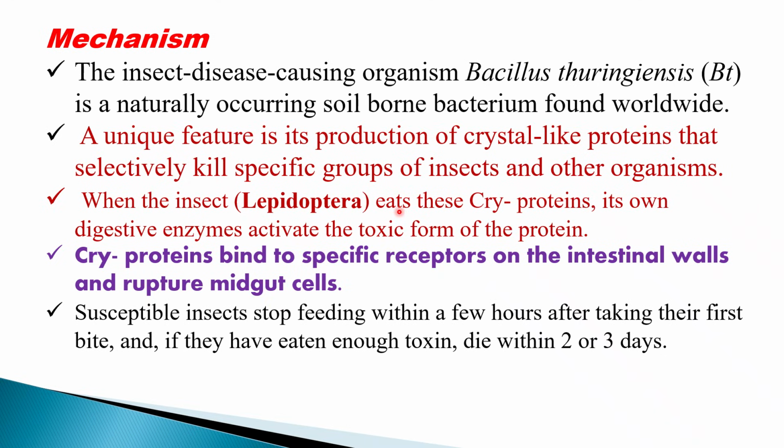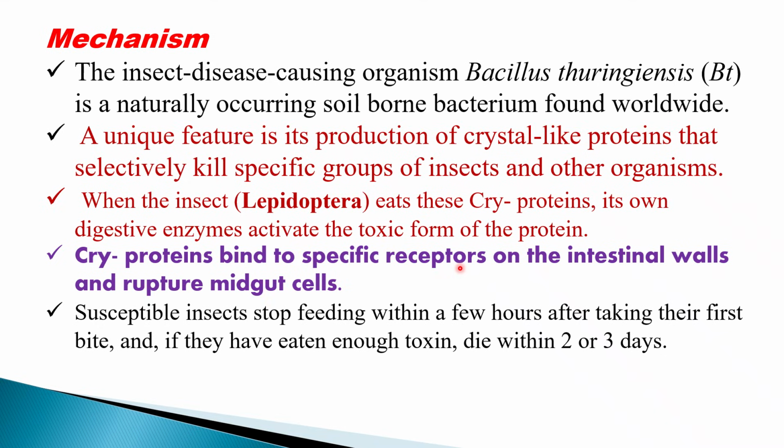When the insect, lepidopteran, eats, here it can be lepidopteran and it can also be coleoptera. There are lots of varieties of insects basically. If you search on Google, there is a list of varieties given. When the insect eats these cry proteins, its own digestive enzymes activate the toxic form of the protein. Cry proteins bind to specific receptors.